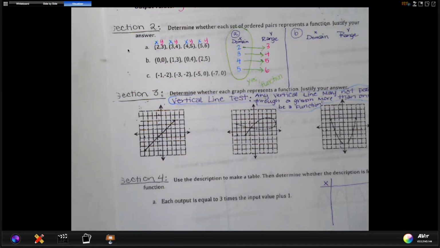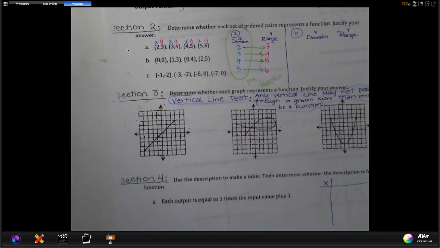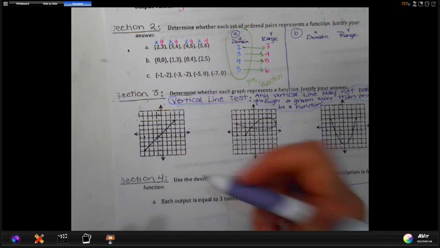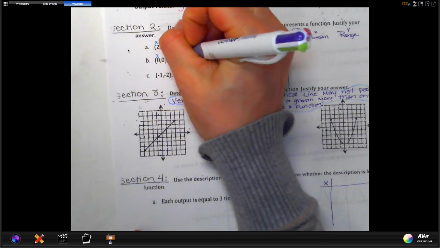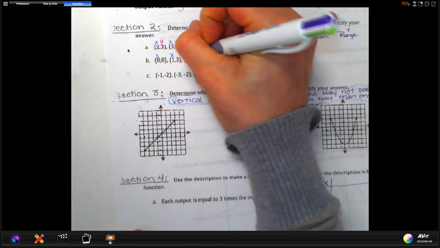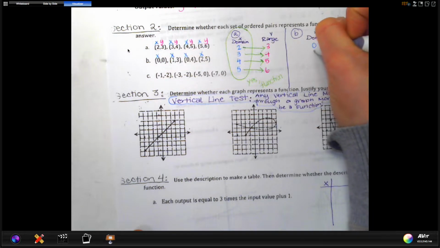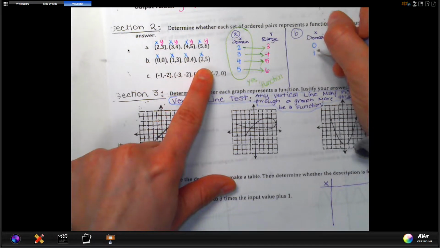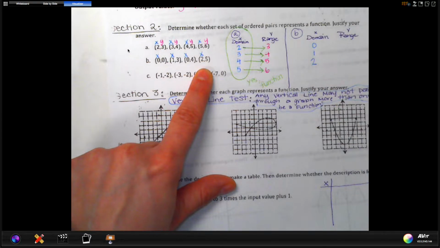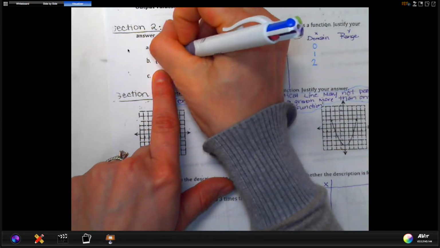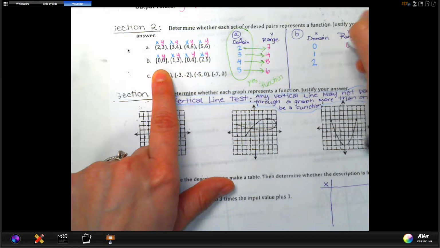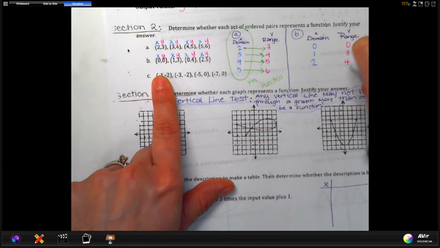On Part B, let's do the same thing. Separate a section for Part B, and let's do our domain. Our domain, remember, is our x values. So x is the first one. We have a 0, a 1, a 0, and a 2. So a 0, a 1, the second 0 we already wrote down so we don't write it again, and then we write 2. Our y values are our second ones. So we have a 0, a 3, a 4, and a 5.